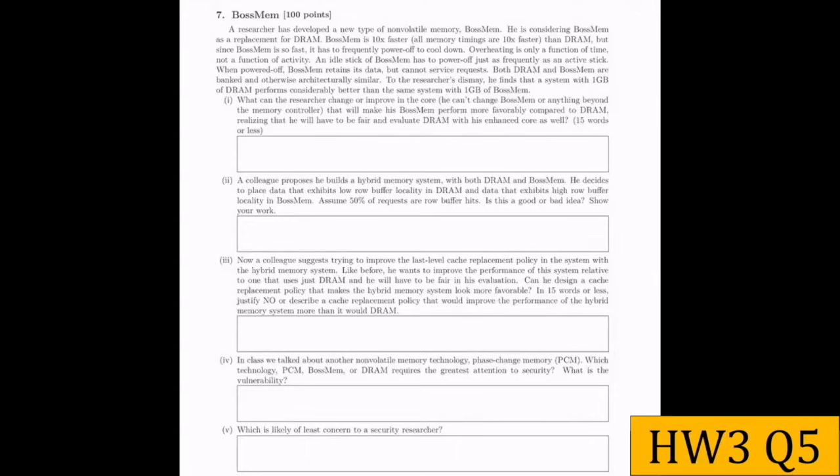Both DRAM and BOSMEM are banked and otherwise architecturally similar. To the researcher's dismay, he finds that a system with 1 GB of DRAM performs considerably better than the same system with 1 GB of BOSMEM. And the first question is, what can the researcher change or improve in the core?